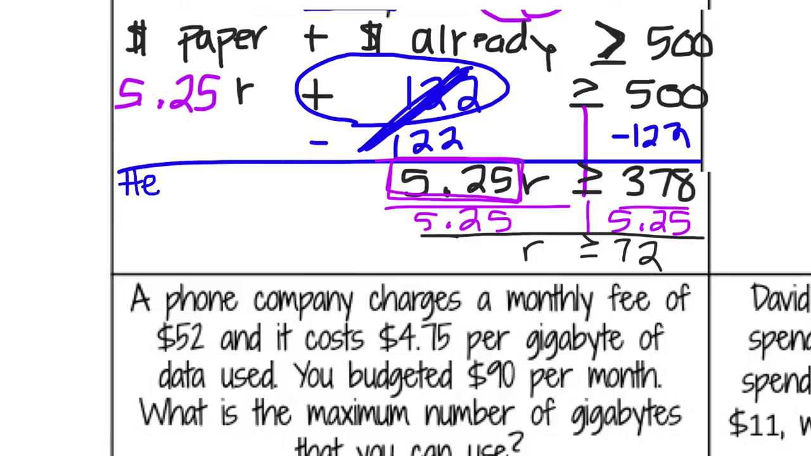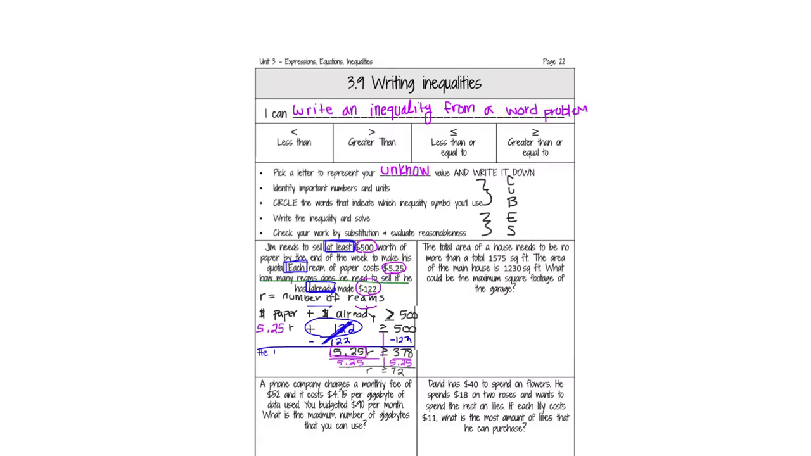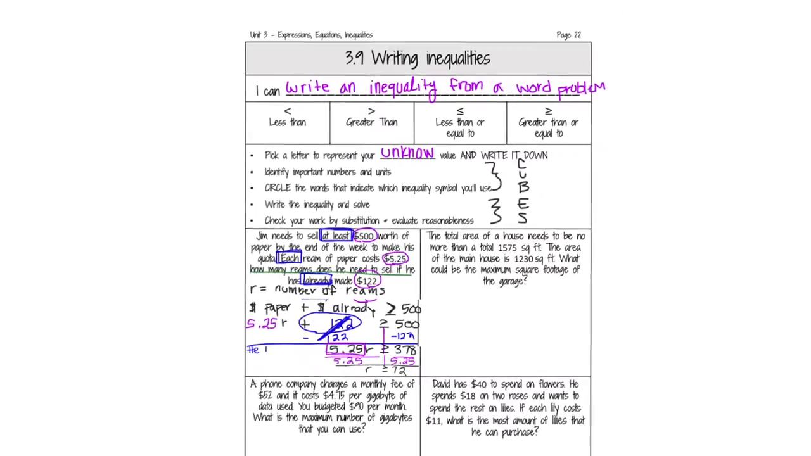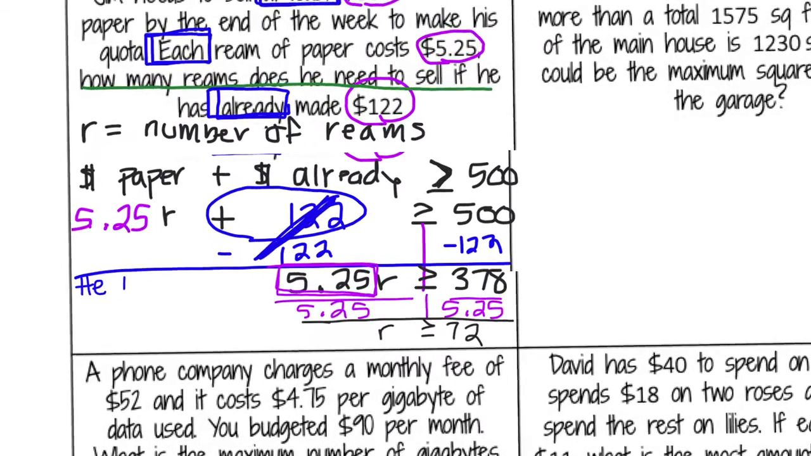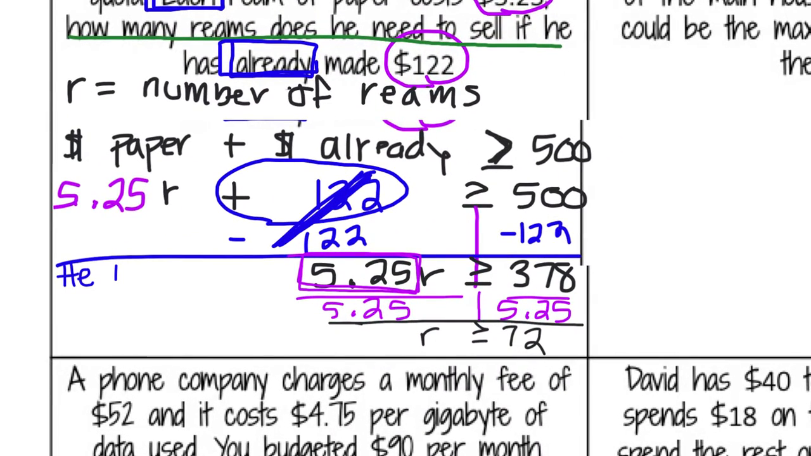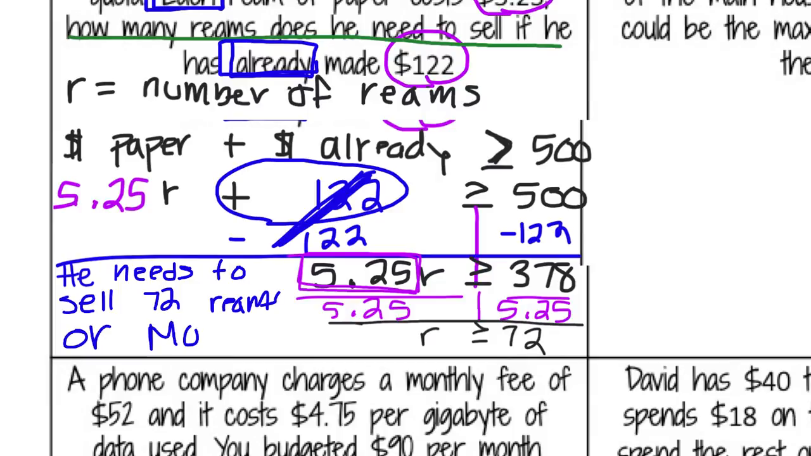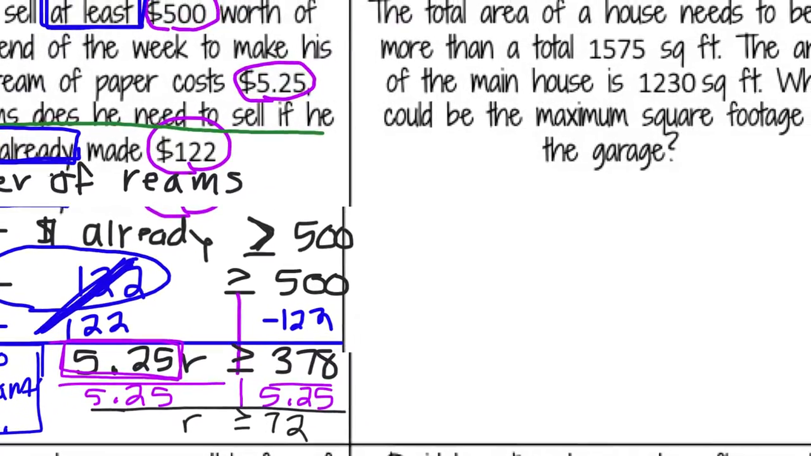So Jim needs to sell... oh no, got weird. What is happening to the screen? So he needs to sell 72 reams or more. Okay. All right, let's go to the next one.